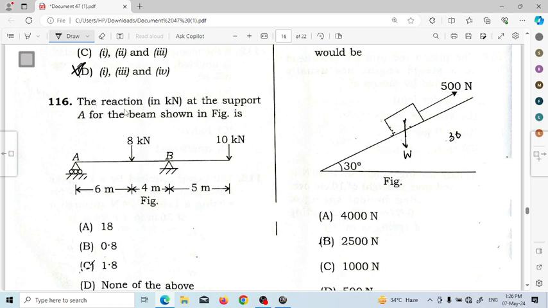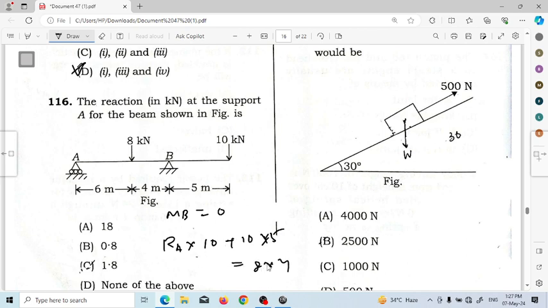Next, question number 116. The reaction in kilonewton at a support A for a beam shown in the figure. So we have to find the reaction at support A. Next, let's take a moment at B equal to 0. RA into 6 plus 4, 10, plus 10 into 5 is equal to 8 into 4.